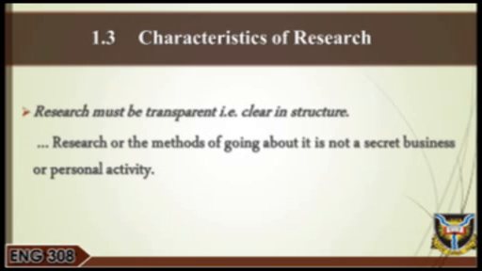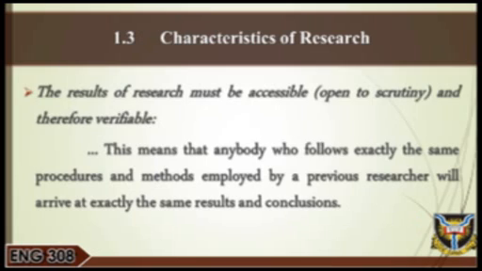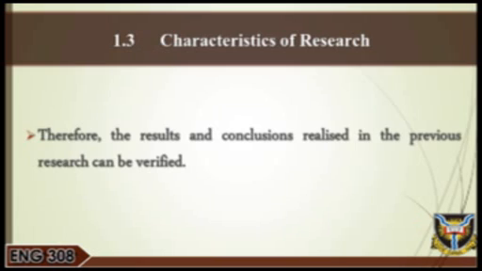This happens when researchers or analysts employ clear graphic, pictorial, and statistical representations to further make the observations to be seen clearly or easily recognized and appreciated by everyone concerned. 6. The result of research must be accessible, open to scrutiny, and therefore verifiable. The systematic and scientific nature of research makes any research piece open to scrutiny. What this means is that anybody who follows exactly the same procedures and methods employed by a previous researcher will arrive at exactly the same results and conclusions. Through this means, the result and conclusion realized in the previous research can be verified.